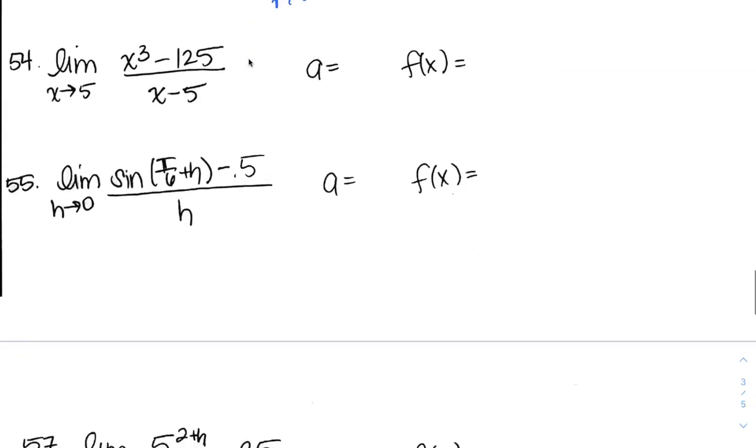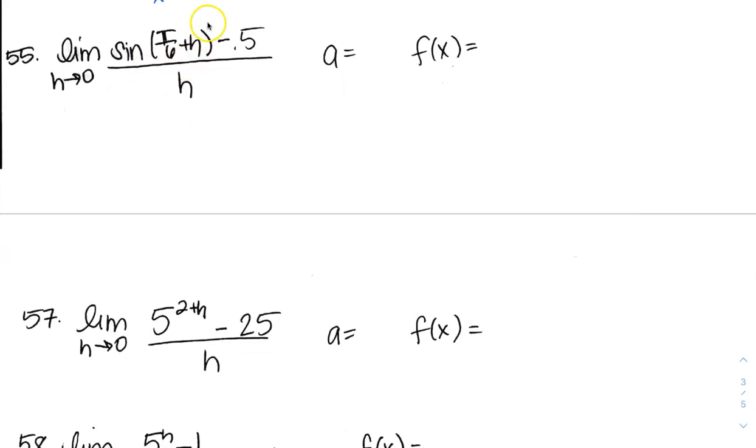What about the other version? This one's even easier if that's possible. If you remember this definition, it's f of x minus f of a over x minus a. Well, I want a, so right there, 5. And I want f of x, well, right here, x cubed. Could it be simpler?